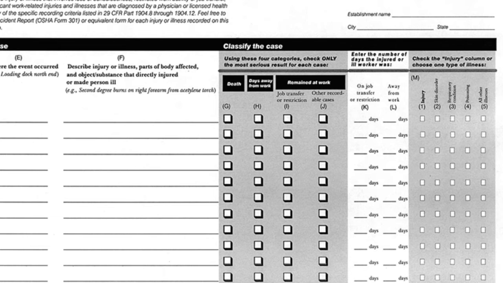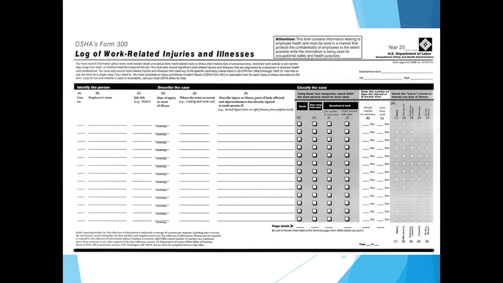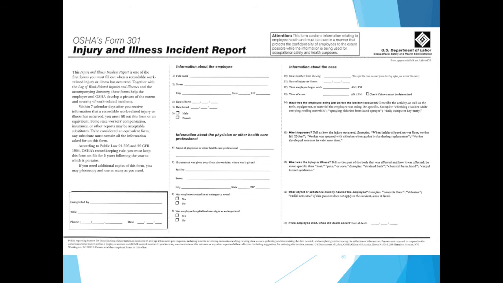And then in section M, you check one column to choose one type of illness. So if it's an injury, then you're just going to do 1. If it's an illness, then you pick the most applicable illness from 2, 3, 4, and 5. And you tally everything up on the bottom with your page totals after you're done. If you need several pages, make sure you number those, so on the bottom it's page 1 of 1, or 2 of 2. So that's how you would do that 300 form.